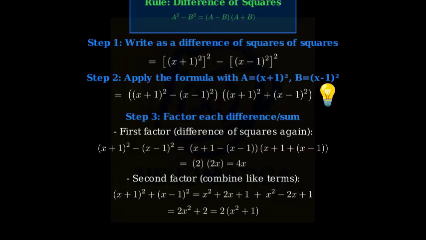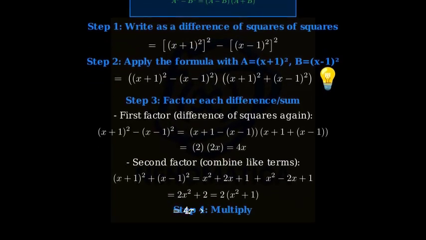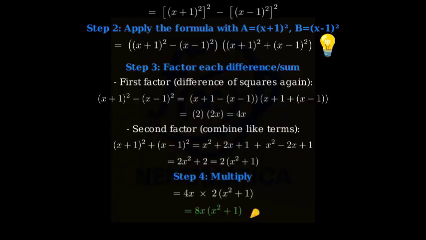For the second factor, we expand the squares and combine like terms. We get x squared plus 2x plus 1 plus x squared minus 2x plus 1, which simplifies to 2x squared plus 2, or 2 times the quantity x squared plus 1. Finally, in step 4, we multiply the results from step 3 to get our final answer. 4x multiplied by 2 times the quantity x squared plus 1 equals 8x times the quantity x squared plus 1.